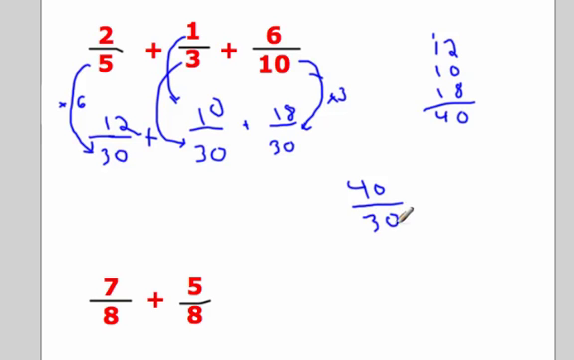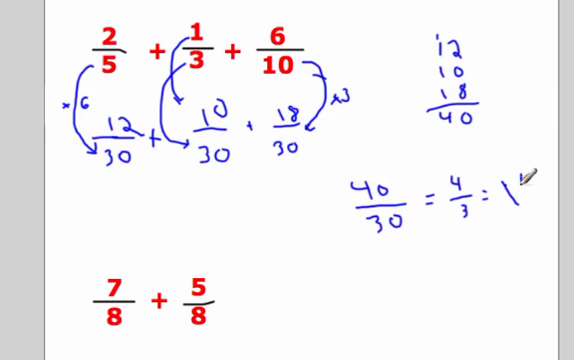And if you look, they both end in a 0, so I could simplify that to 4/3. And 4/3 is the same thing as 1 and 1/3, right? Because if we did the division out here, 3 would go into 4 one time, and there'd be 1 left over. So it would be 1 and 1/3.